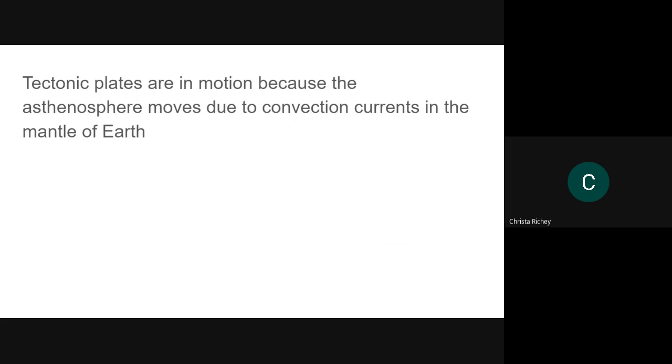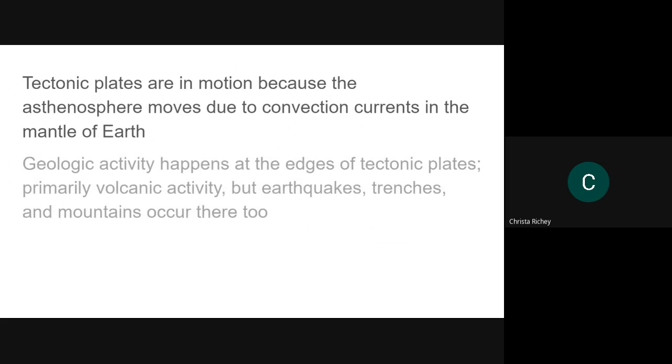What happens at the edges of tectonic plates? That's where all the fun stuff happens. That's where the Earth is going crazy, where you have subduction. If you've got oceanic and continental, the oceanic is always more dense. It's going to go underneath the continental. This is where we see all the geological activity, primarily volcanic activity. Yes, earthquakes can happen there. Tsunamis can happen when you have oceanic. They're constantly moving because of the convection currents that push the asthenosphere, which pushes those plates.